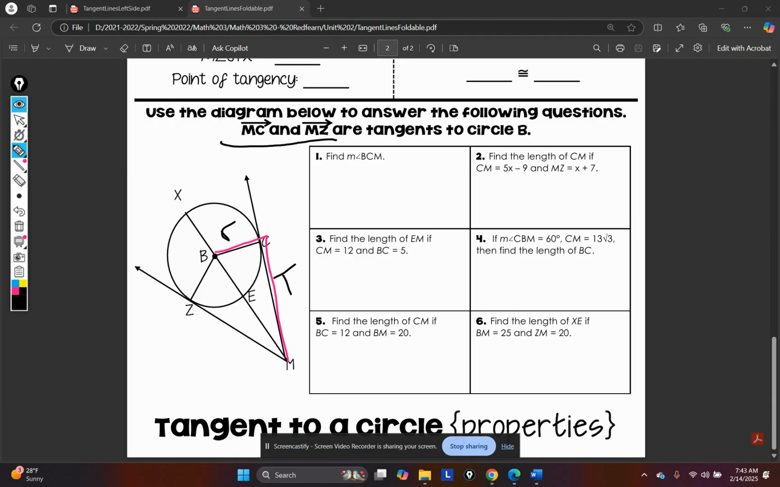So because we know they're tangents and we know that BC is a radius and CM right here is your tangent, we know that a radius and a tangent create a 90-degree angle because they are perpendicular. So your angle measure is 90 degrees.